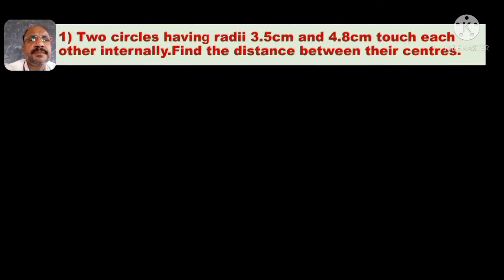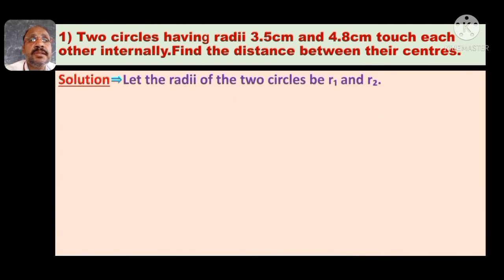Here is the first question. Two circles having radii 3.5 cm and 4.8 cm touch each other internally. Find the distance between their centers. Here is the solution. Let the radii of the two circles be R1 and R2. Therefore, R1 is equal to 3.5 centimeter and R2 is equal to 4.8 centimeter, which is given.